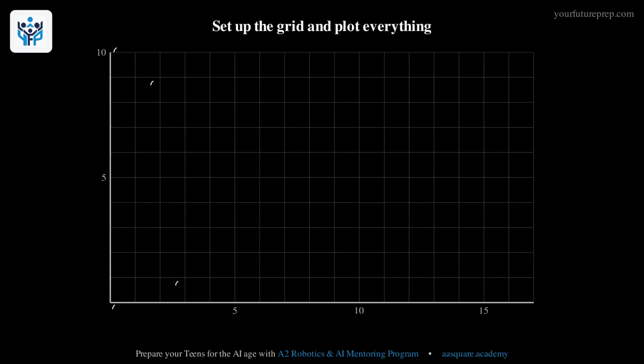Let's set up a coordinate grid. The rectangle sits far to the right, covering x from 15 to 16 and y from 3 to 5. Line 1 goes through the origin and the point (3, 1). Line 2 goes through (0, 10) and (2, 9).